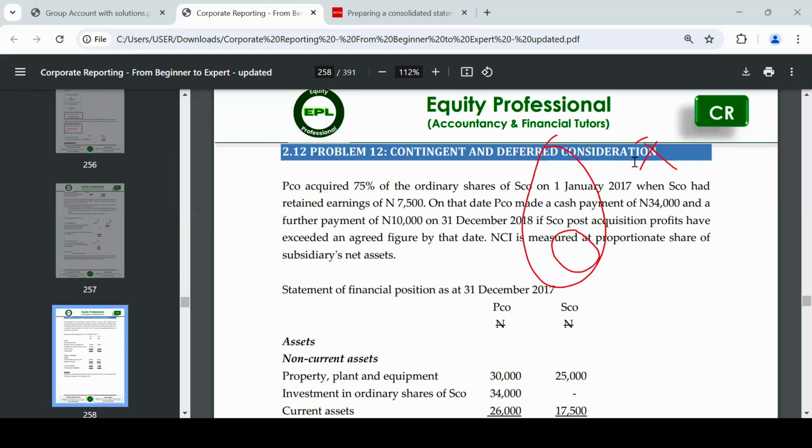Good evening. Let me try. Okay. So deferred is payments that is not being paid immediately, but is going to be paid at a future date. While contingent is reliant on an event happening.